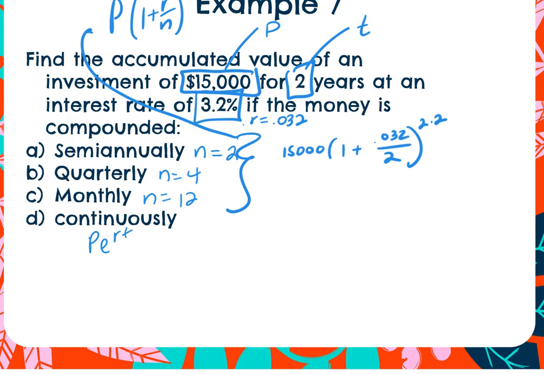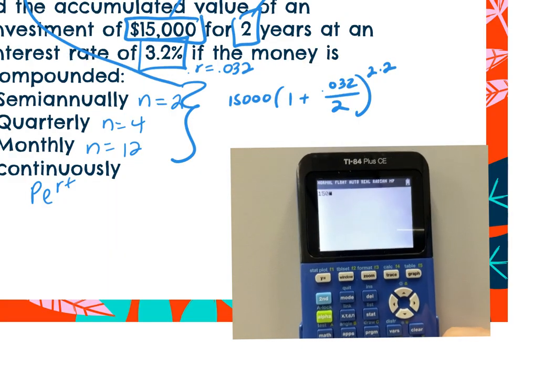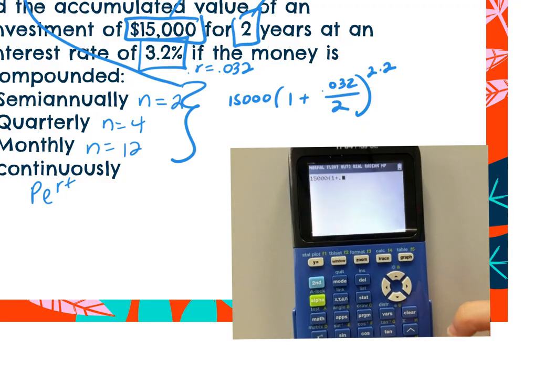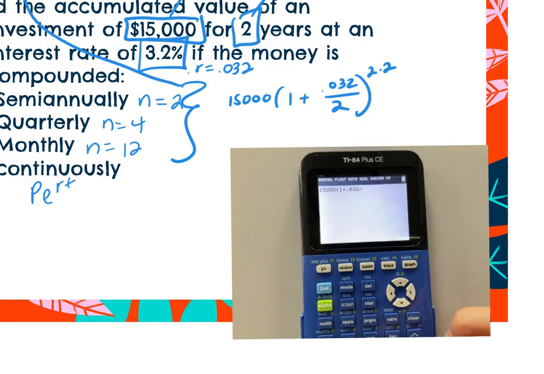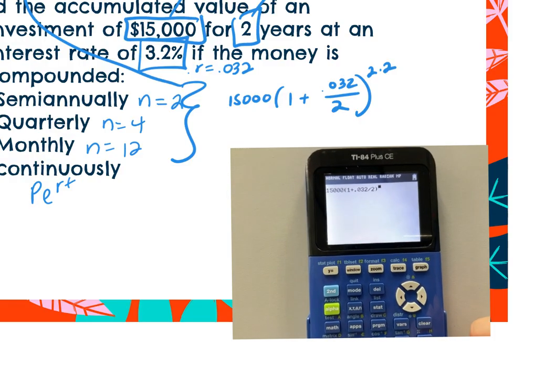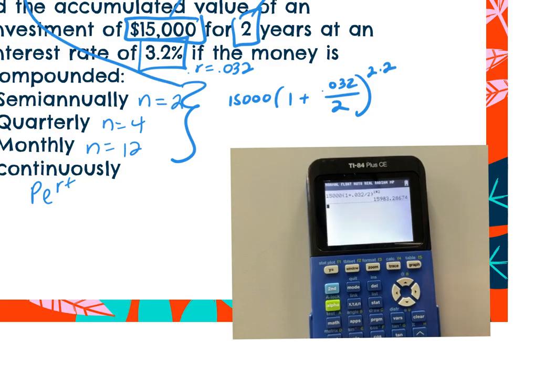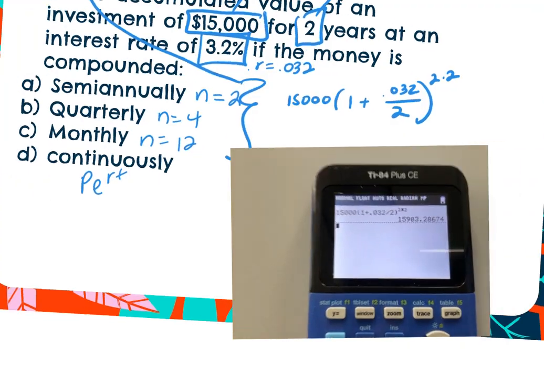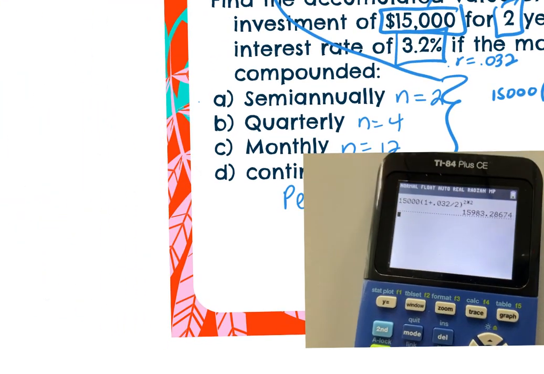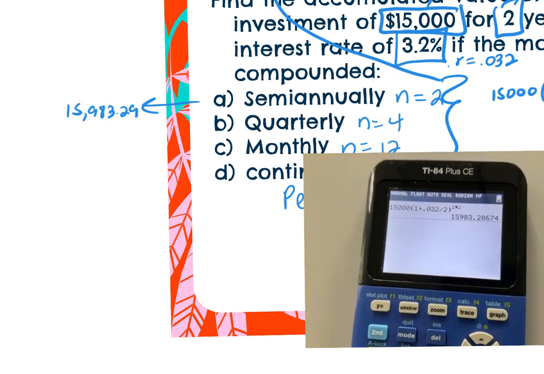All right, I'm going to record it. So obviously, you hopefully know how to type it in the first time, but we'll show you how you can reuse it. So 15,000 times (1 plus 0.032 divided by 2). You can put the fraction in there, but you also don't need it because order of operations is going to say divide, then add, which is what we wanted to do. Then to the 2 times 2. So for the first one, semi-annually, it's money, so we're rounding to 2 decimal places. I get $15,983.29.